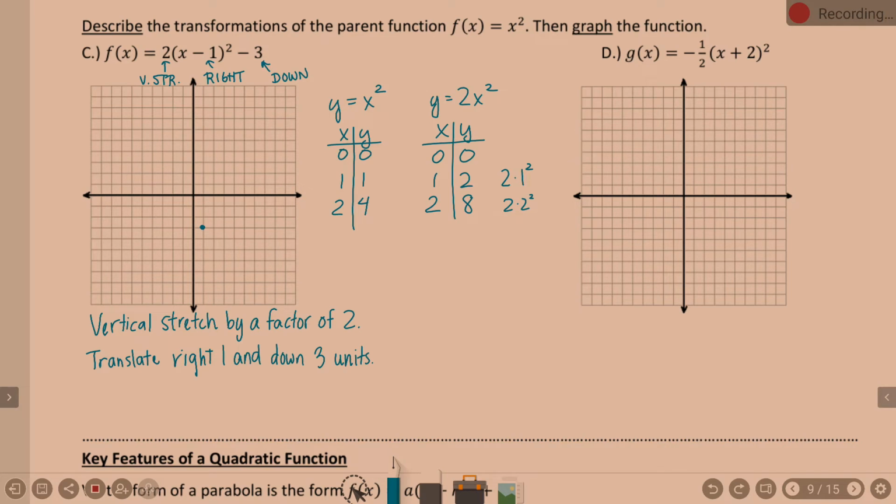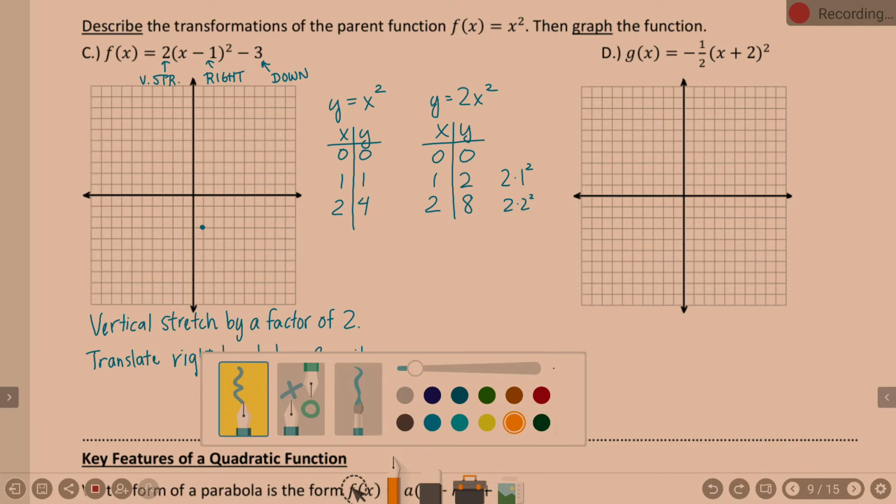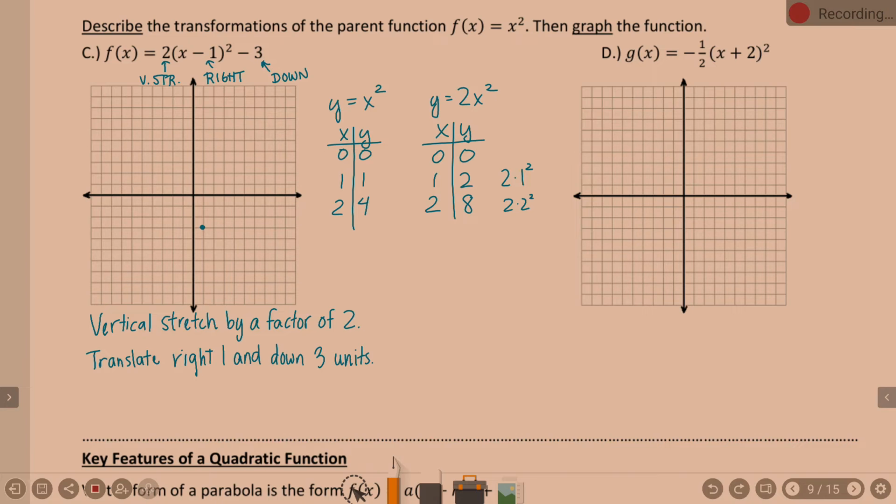Here's my shortcut. Rather than thinking about plugging these in, what's the relationship between this y column and this y column? 0, 1, 4 became 0, 2, 8, which means what did we do? You multiplied each of those numbers by 2. That's what I generally try and teach when I'm teaching a stretch or a compression: take these basic y values of 0, 1, 4. In this case, since it's a stretch by a factor of 2, multiply them by 2.